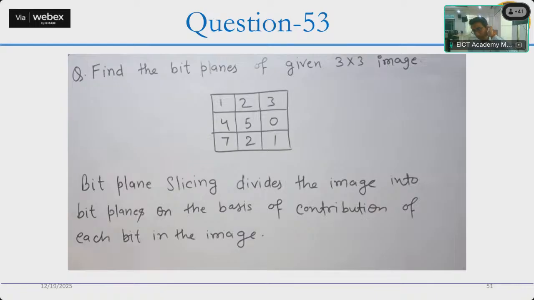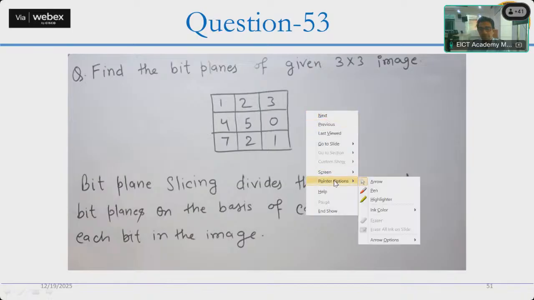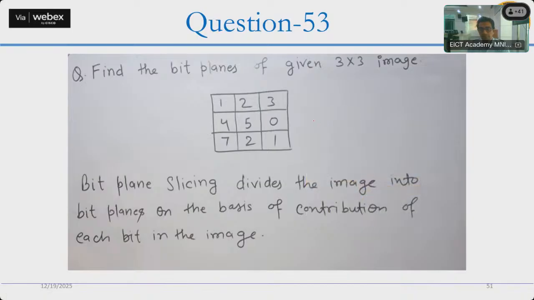This is another problem, which is to find the bit planes for the given 3 by 3 image. How many bits will be there to represent it? Three bits, absolutely.